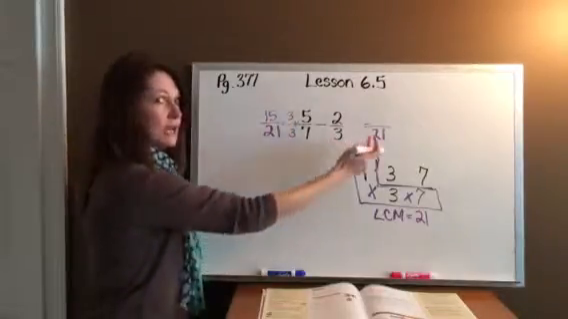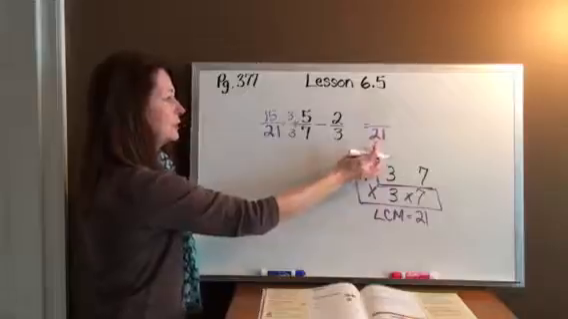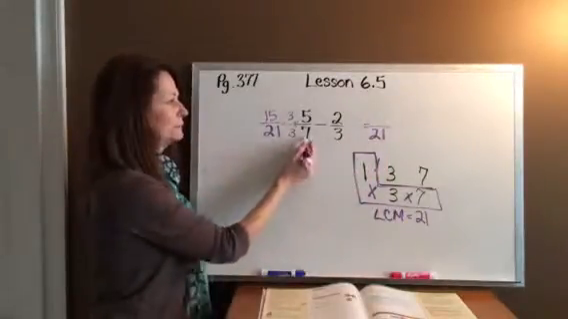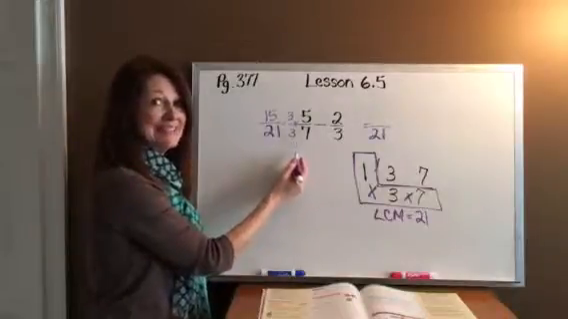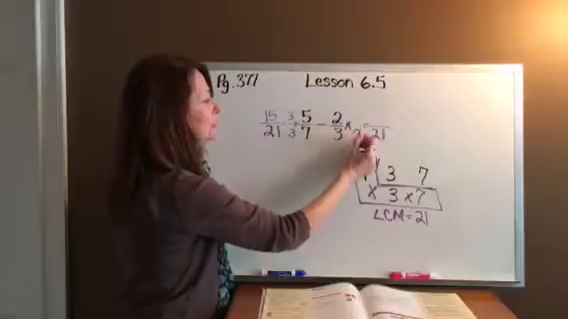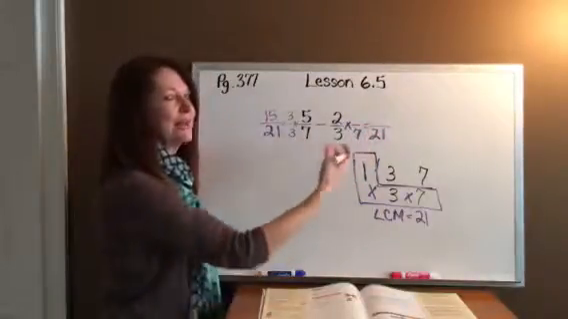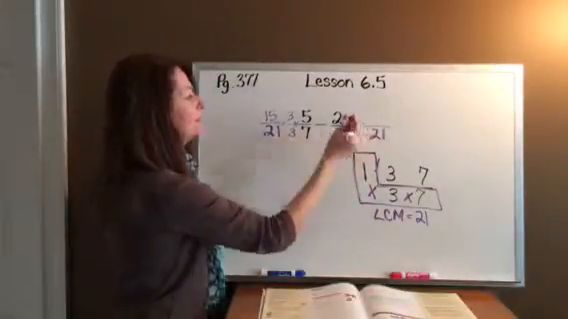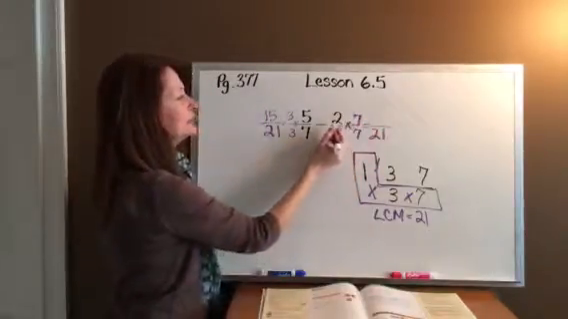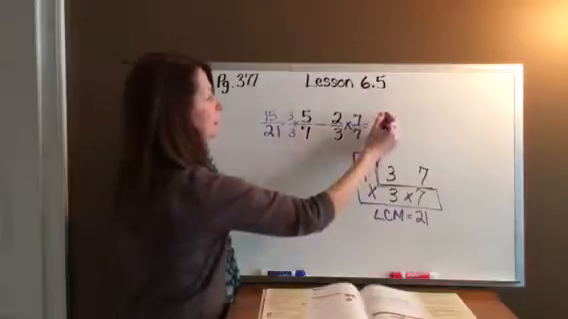And then let's go to the other side. We need this to be 21. So 3 times what number would give us 21? Well, hello, it's easy, right? I love it when it's easy. 3 times 7. And whatever we do to the bottom, you can say it, we have to do to the top. So here we go. 2 times 7 is 14.